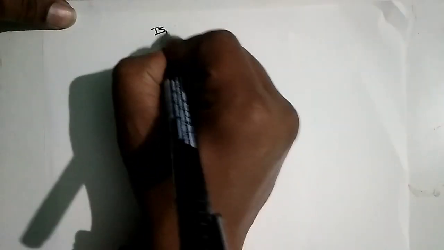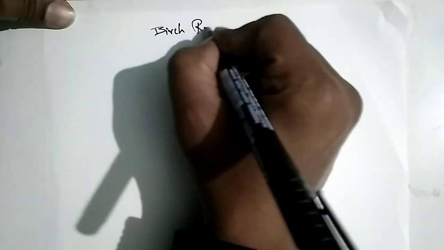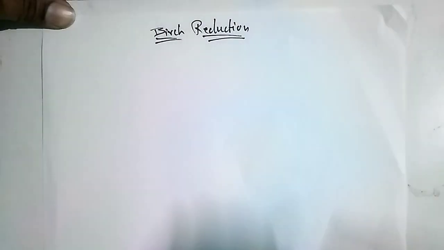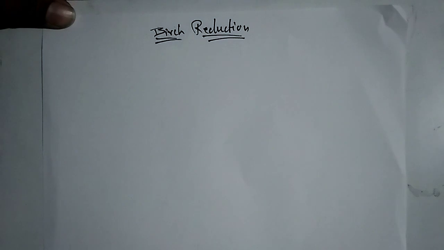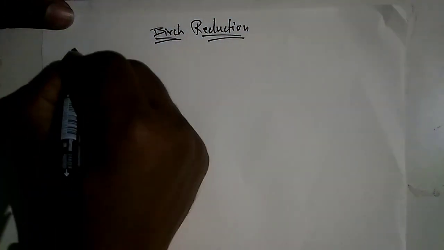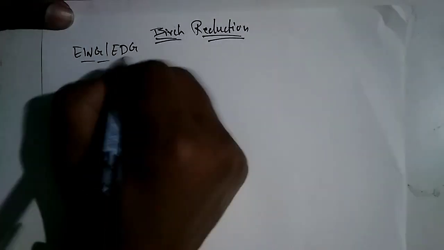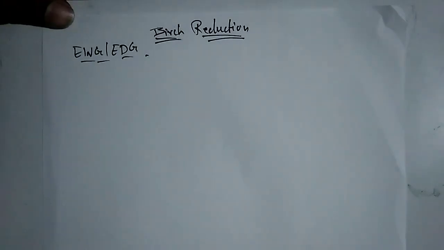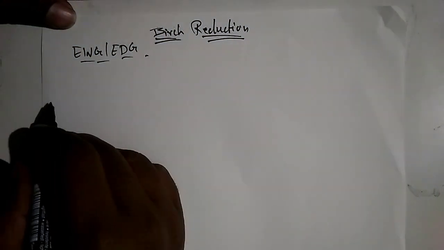This video is about Birch reduction, and in this video we will go through the mechanism of Birch reduction and some conditions, like if you have an electron withdrawing group then what to do, and if you have an electron donating group then what to do. As well, we are going to see some examples. Okay, so now let's start.